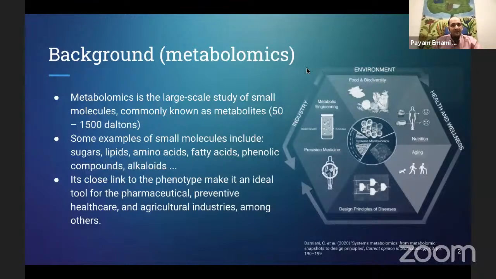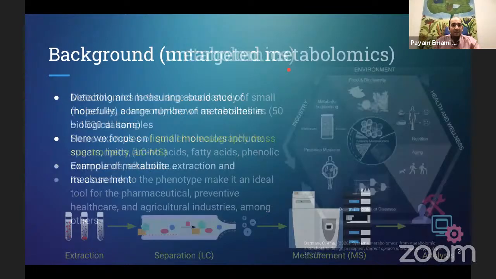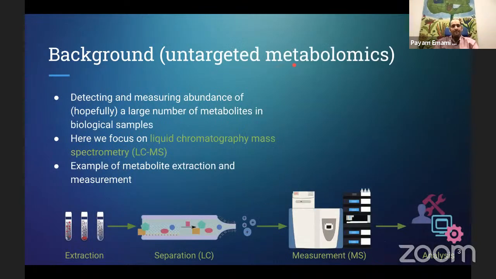In this context, we can define untargeted metabolomics as a methodology to detect and measure as many metabolites as possible in a given sample. There are various instruments and methodologies for doing that, and the one that we are targeting is called liquid chromatography mass spectrometry, or in short, LCMS.